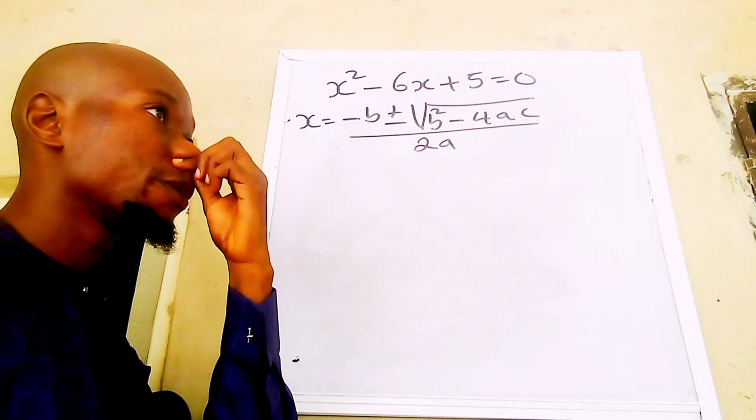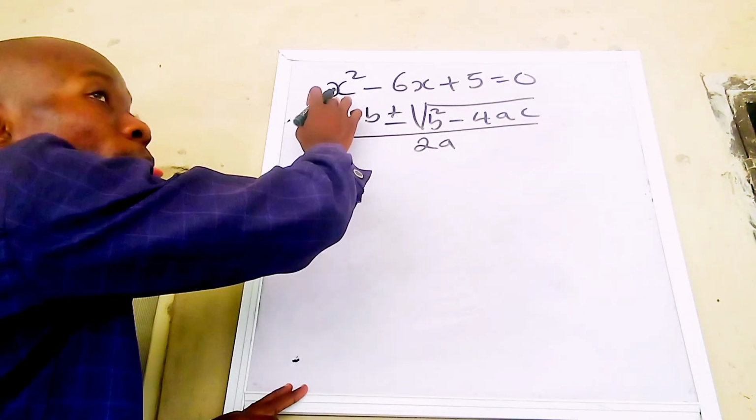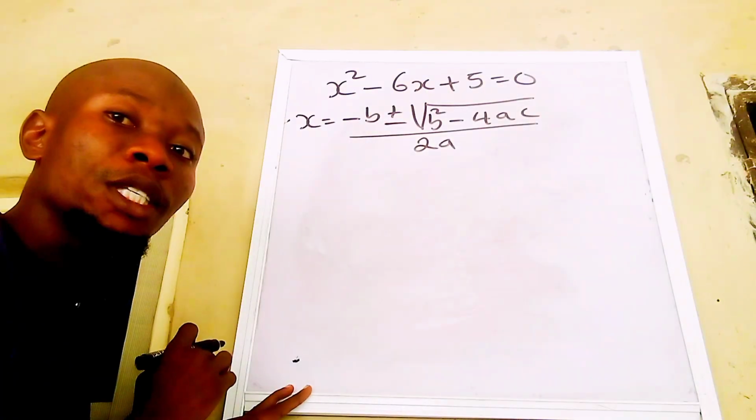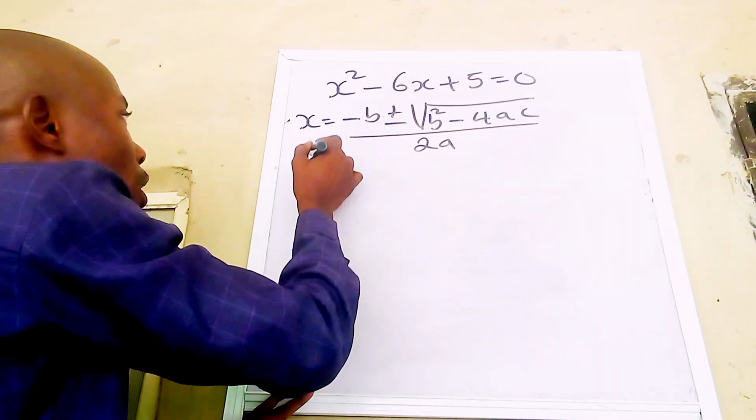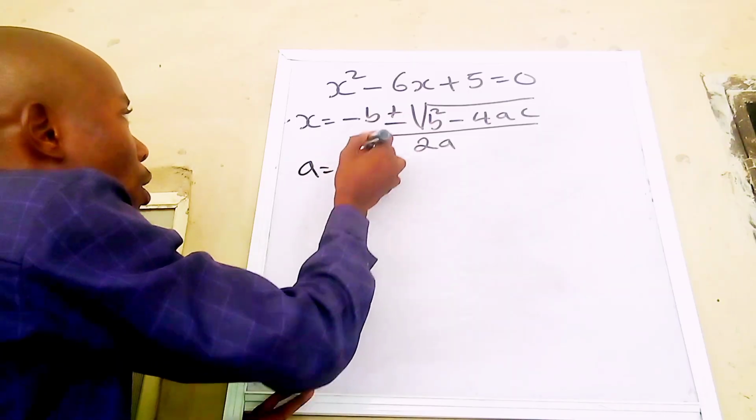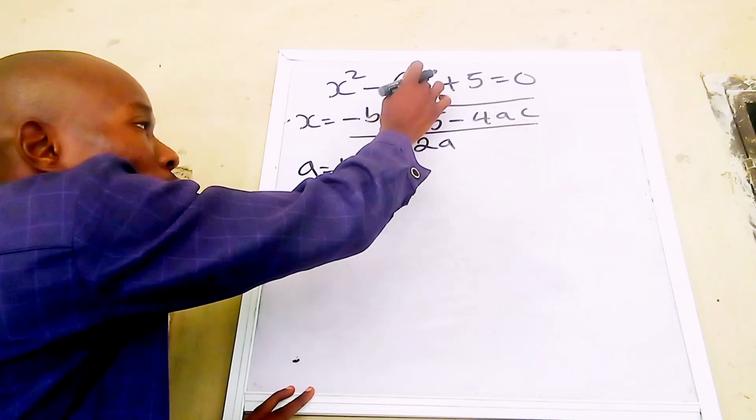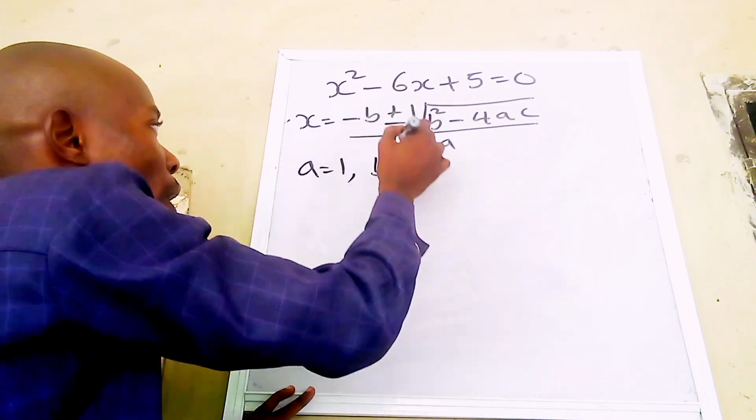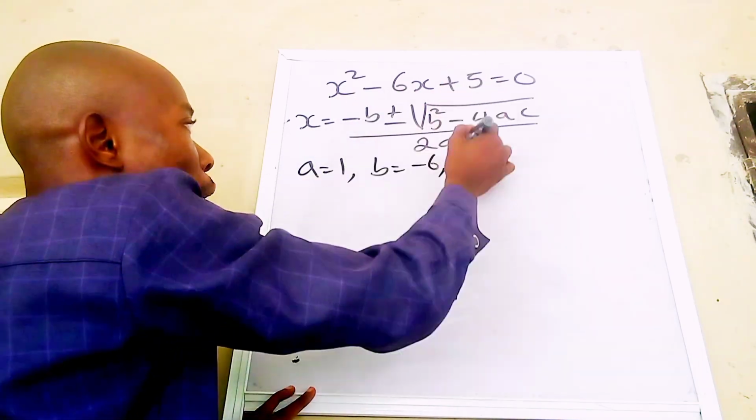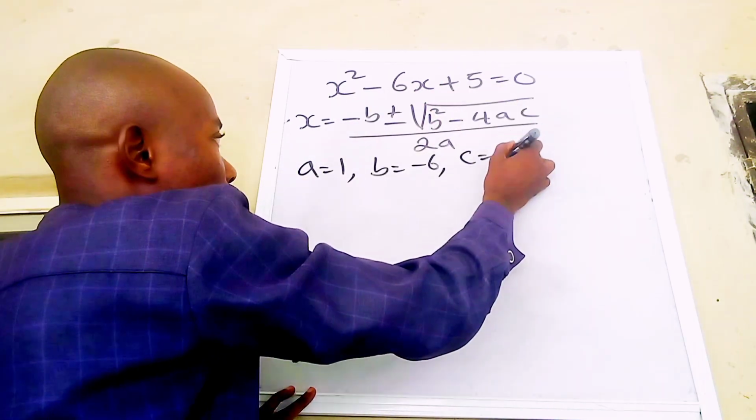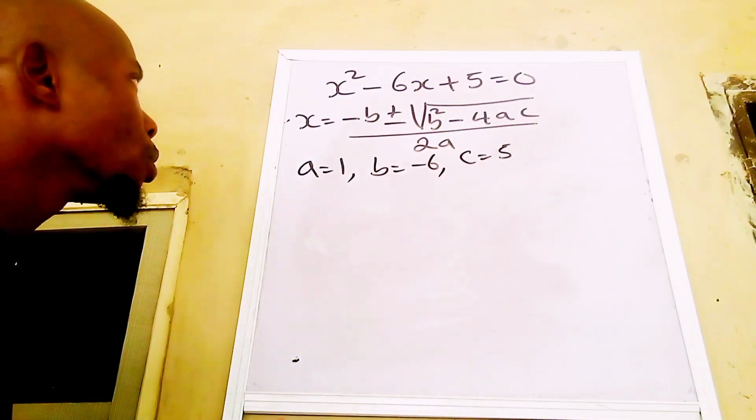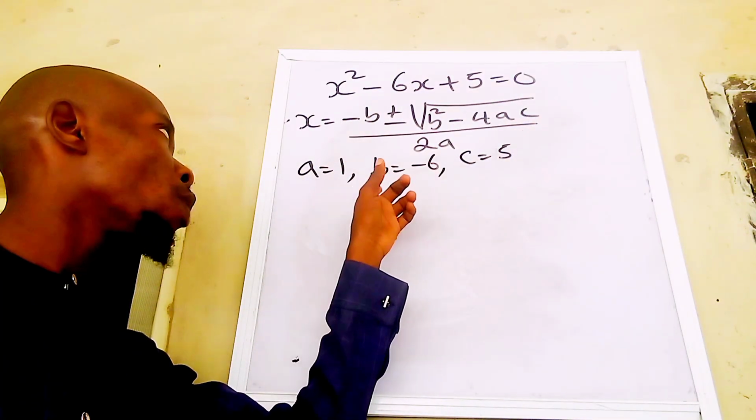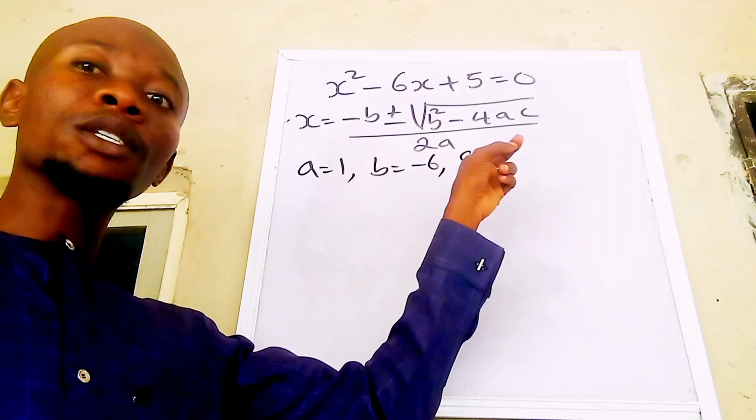So from here now, what is our a? It is the coefficient of x squared, what is standing beside x squared, which is 1. Therefore, our a is equal to 1. So what is our b? Our b is the coefficient of this x, which is negative 6. So our c is our constant, which is a positive 5. Now we have all these values: a is equal to 1, b is equal to minus 6, and c is equal to 5.